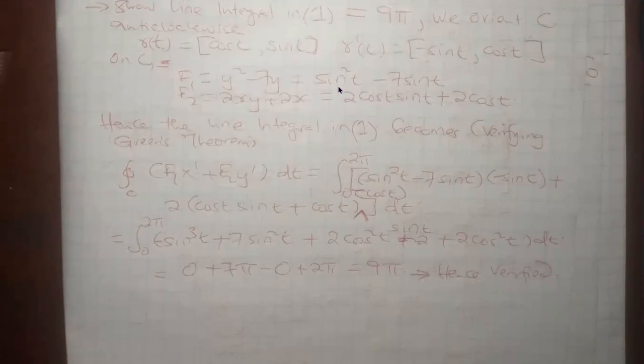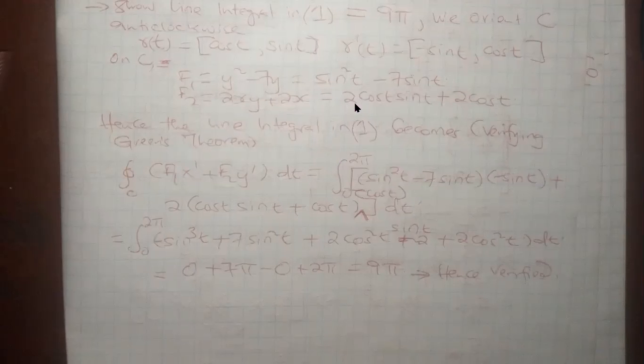So just come and put the sine squared t minus 7 sine t, which we saw is from the f1, that is y squared minus 7y in terms of sine and cosine. So just put it here, sine squared t minus 7 sine t, and then the minus sine t, because it is f1 x1. So our f1 is sine squared t minus 7 sine t, and then x1 is sine t.